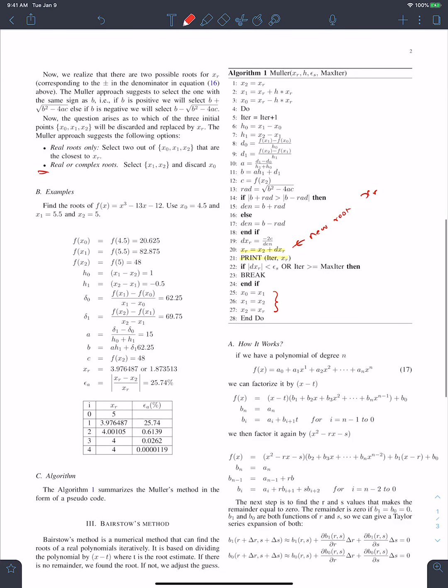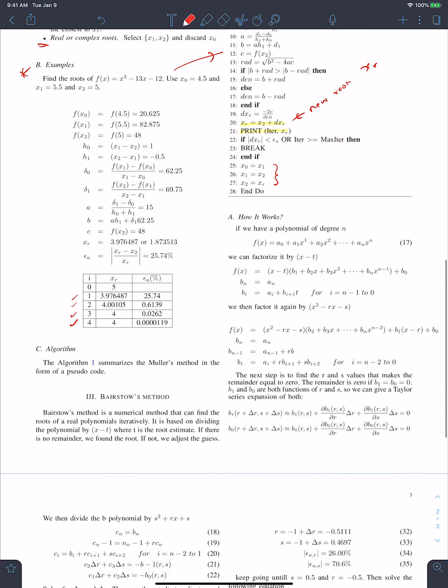In this example, one iteration is given with all the numbers. If you take this example, the best way is to program this algorithm and give it these inputs, and then you will see the different iterations. That is what you will see for XR. Alright, so that's basically it for Muller's method.